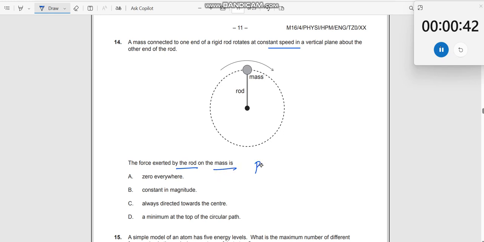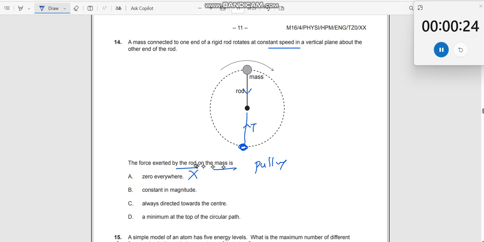What does it mean? That means it is pulling, right? The rod is pulling the mass. So he is asking whether this force is zero everywhere. Definitely not zero. Because if the object is here, it has to pull it like this. So therefore, it is not zero everywhere.